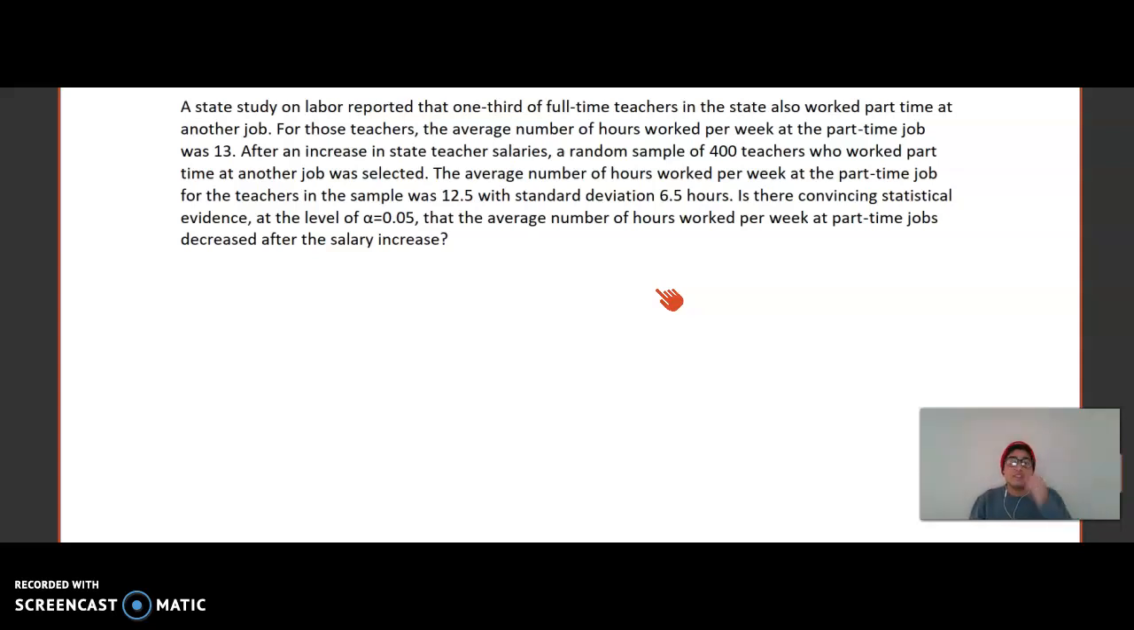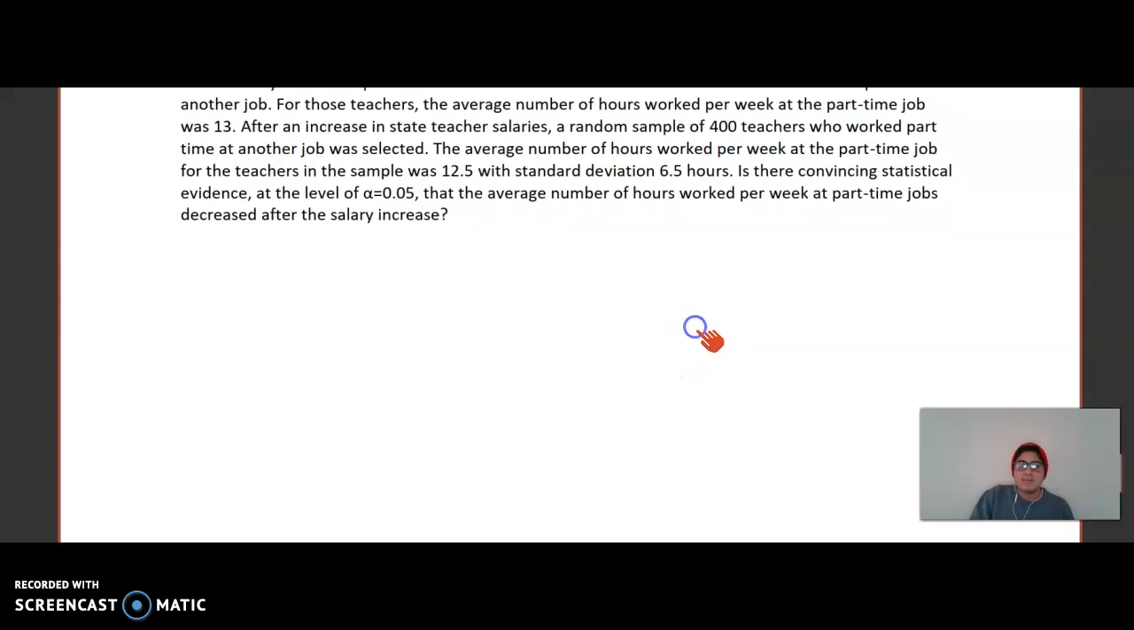After an increase in state teacher salaries, a random sample of 400 teachers who worked part-time at another job was selected. The average number of hours worked per week at the part-time job for the teachers in the sample was 12.5 with a standard deviation of 6.5. Do we have convincing evidence, at the level of alpha 0.05, that the average number of hours worked per week at part-time jobs decreased after the salary increase?